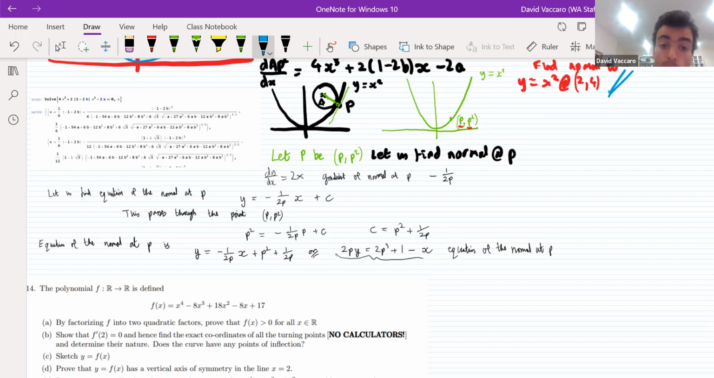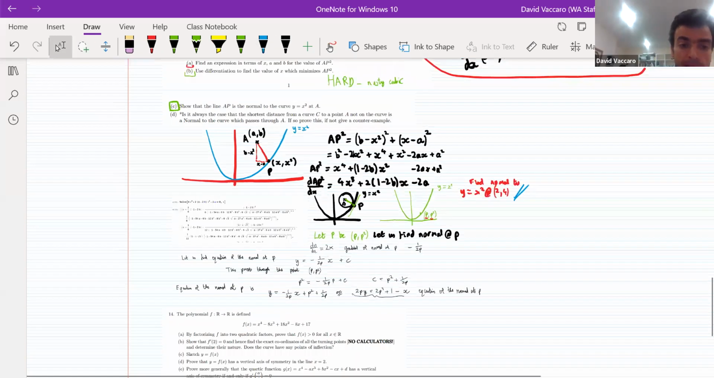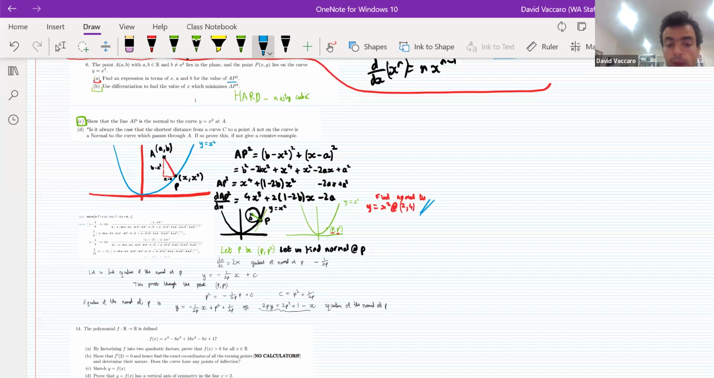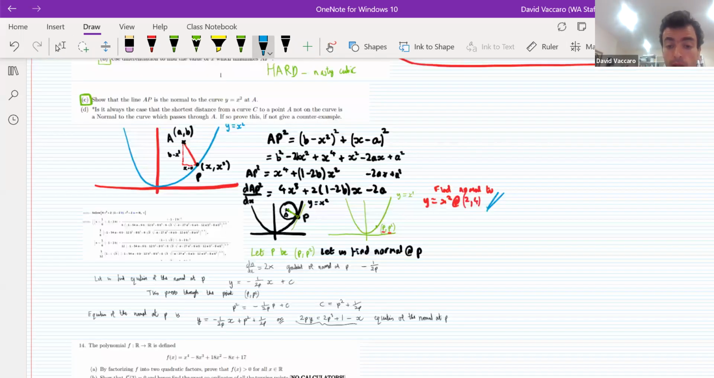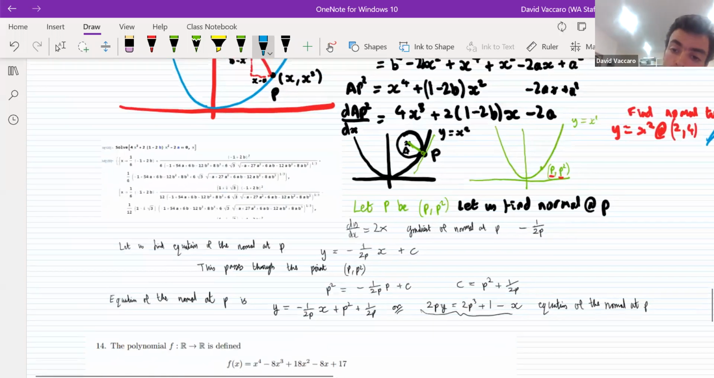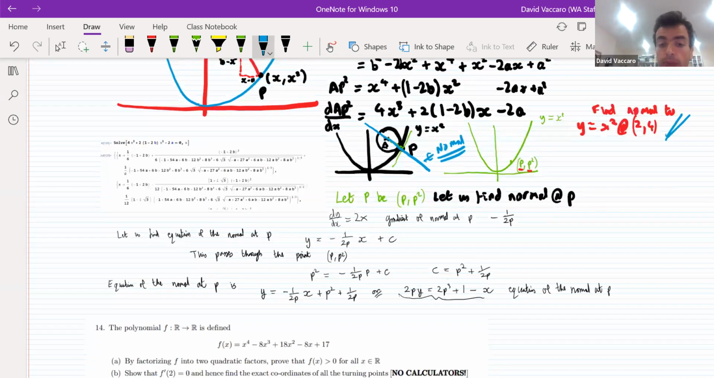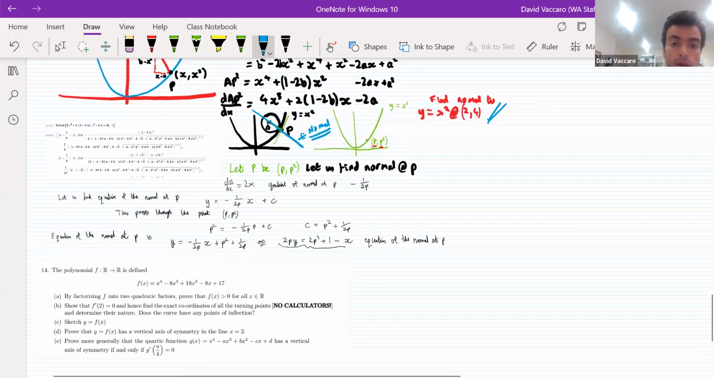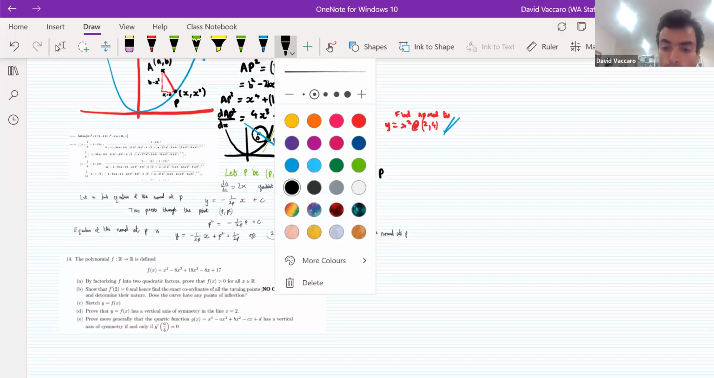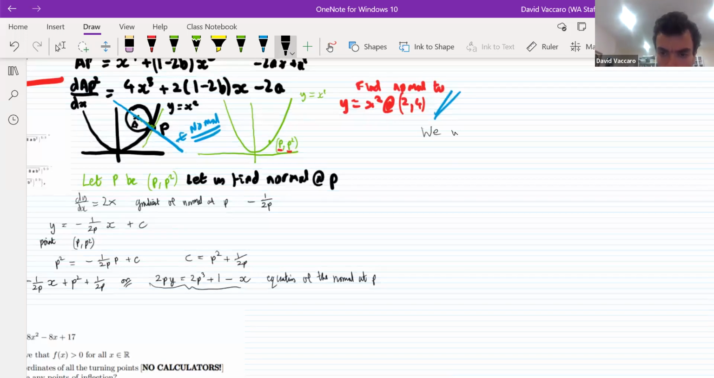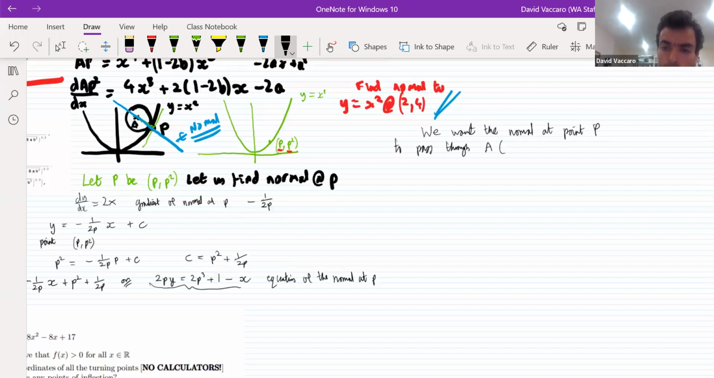So we decided that the point P which minimizes the distance AP squared, we decided that the normal, that we want the point P where the normal goes through the point A. Okay, so we want the normal at point P to pass through the point A, which is the point AB.